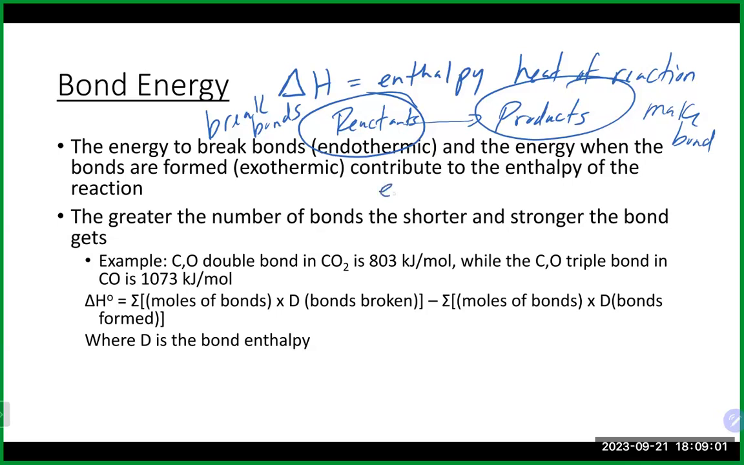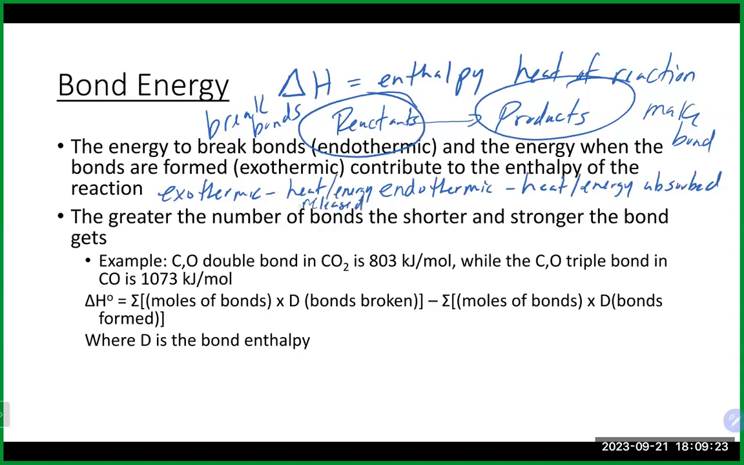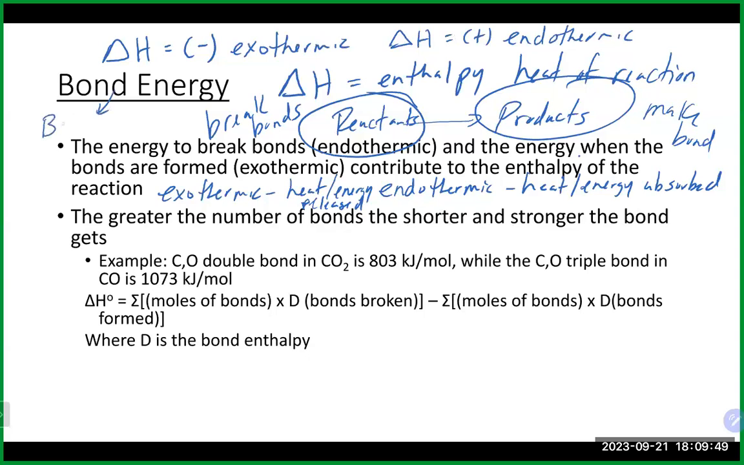And endothermic, a reminder, is when heat and energy is absorbed. And exothermic is when heat and energy is released. And when we talk about delta H, if we end up with a negative value overall, that is exothermic. And if we end up with a delta H value that is a positive value, that is an endothermic process. And this is sometimes referred to as bond enthalpy, which is why the delta H is involved there.